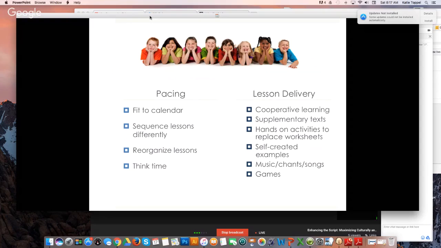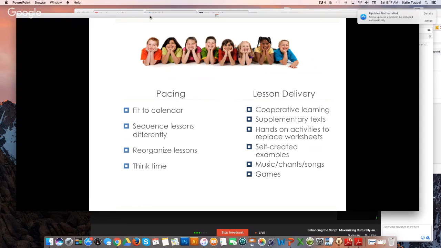The other side of it is lesson delivery. So making sure that you're including cooperative learning, adding supplementary texts where all students can be visible. Hands-on activities. Carlotta just talked a lot about manipulatives for ELLs. That's a great idea. So what can they do that's hands-on that's going to replace a traditional worksheet? Using self-created examples. And so making sure that you're always maintaining that connection with your students in what you're demonstrating to them and what you're asking them to do.